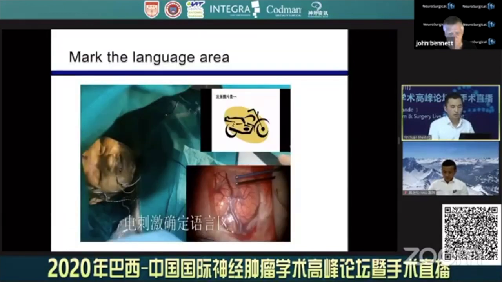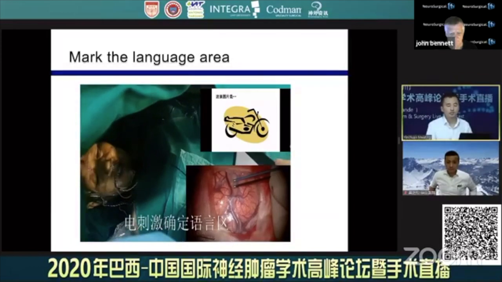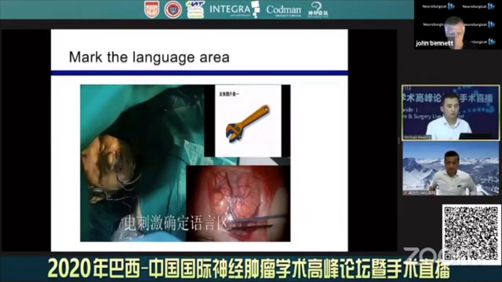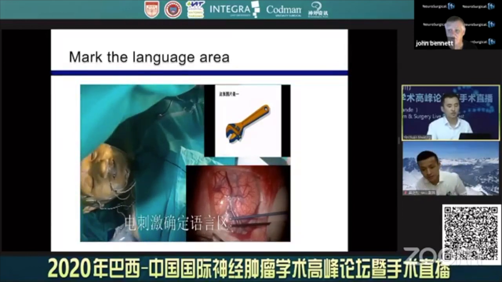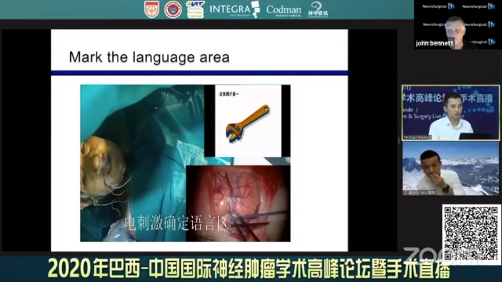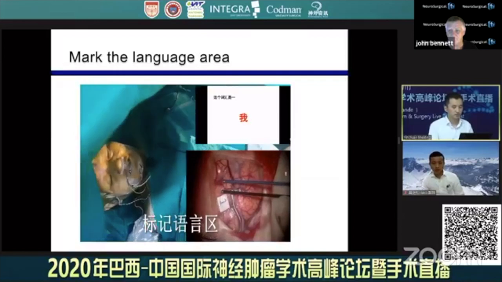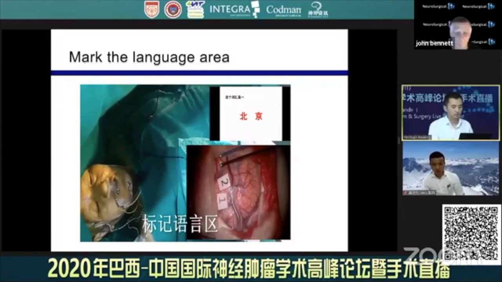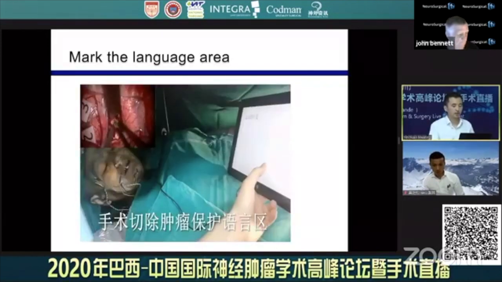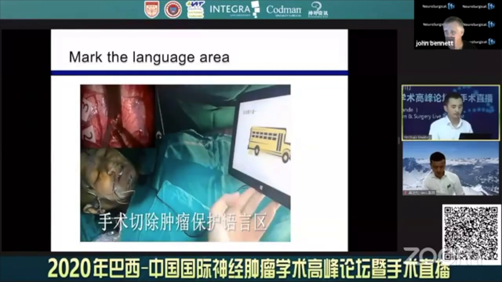In this operation, we ask the patient some questions and give some pictures to test the language function. At the same time, we stimulated the cortex. Once we stimulated the function area, she can't speak. Then we mark the language area. Other procedures are also in awake anesthesia. We can hear that this patient can speak clearly and smoothly.